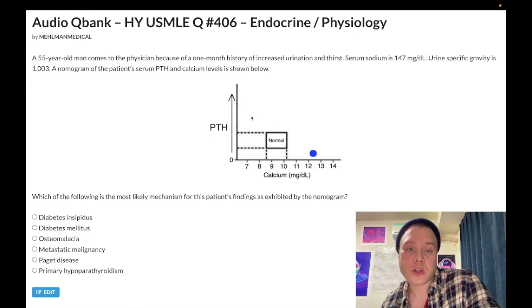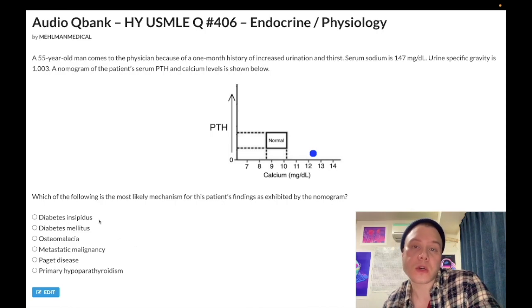So this question is asking, what is the most likely mechanism for this patient's findings as exhibited by the nomogram? Now, I said this is a very difficult question because this patient actually does have diabetes insipidus, but it's the wrong answer in this case. You need to know hypercalcemia can cause nephrogenic diabetes insipidus. Google it. It's not my opinion. And it's on one of the new NBME exams for step 1, okay? They give hypercalcemia, and the answer is diabetes insipidus. And everyone's like, what? Like, you can get diabetes insipidus.